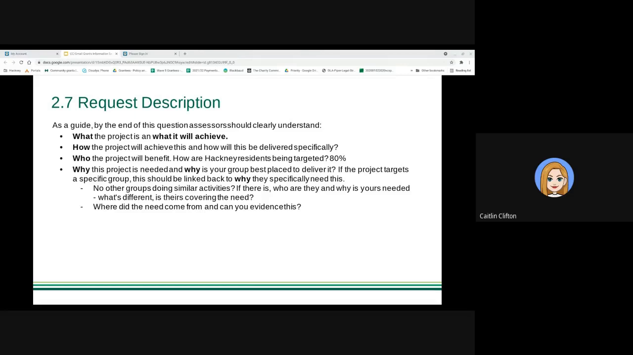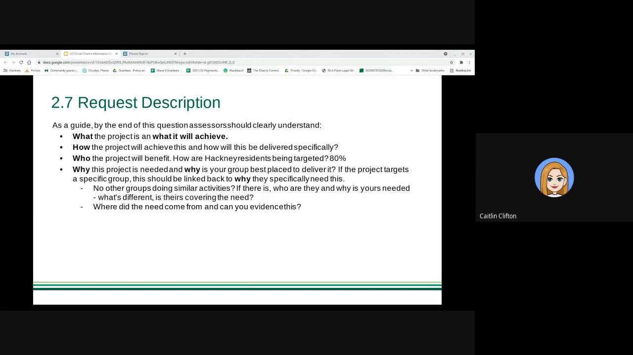As a guide, by the end of this question, assessors should clearly understand what, how, who, and why: what the project is and what it will achieve, how the project will achieve that and how this will be delivered, who the project will benefit, and how Hackney residents are being targeted? And, do you want to speak to that 80% in that how are Hackney residents being targeted? Why this project is needed, and why are you best placed to deliver it? If it targets a specific group, that is absolutely fine. This should be linked back to why that group specifically needs this.